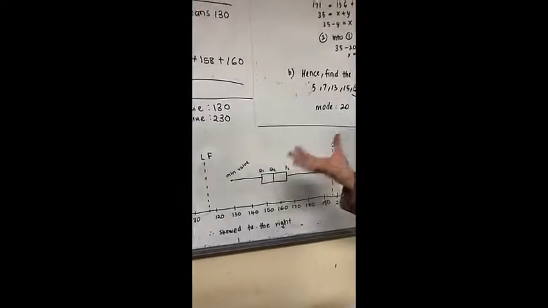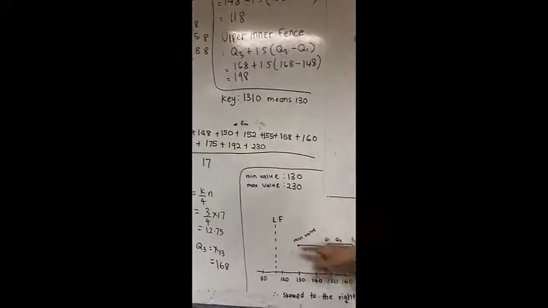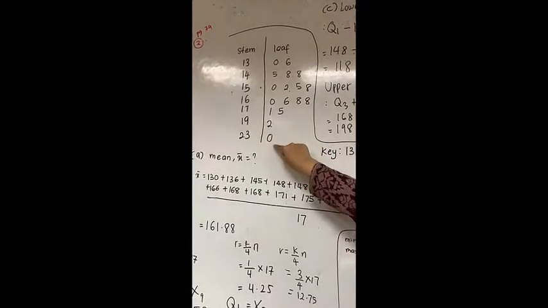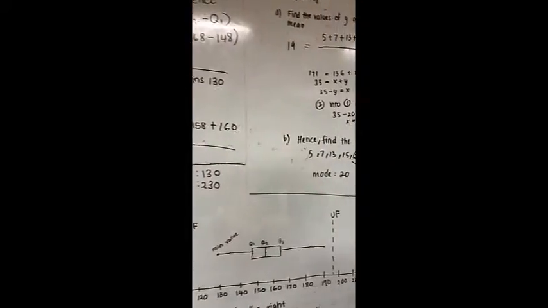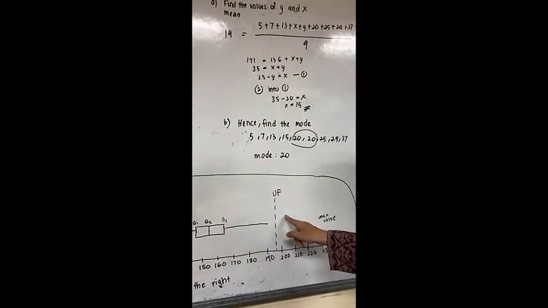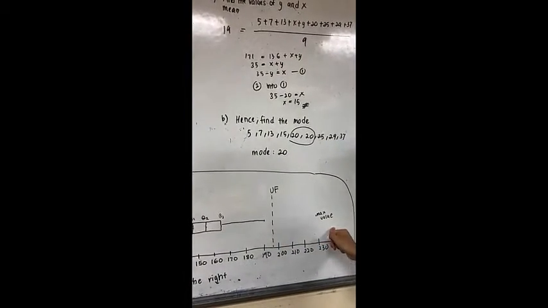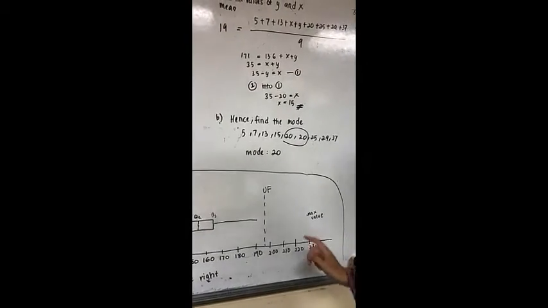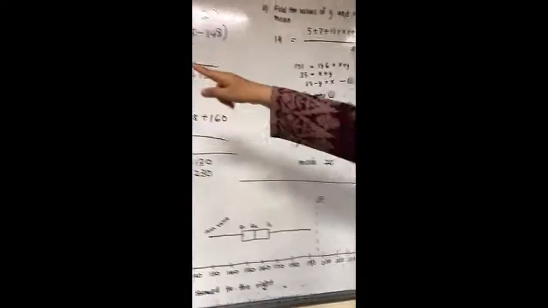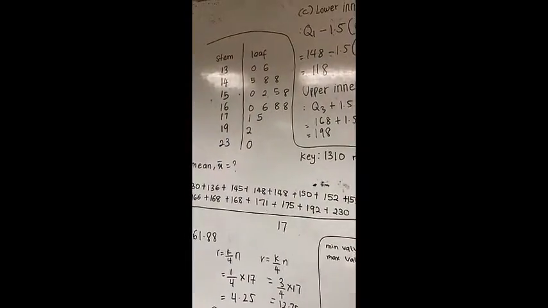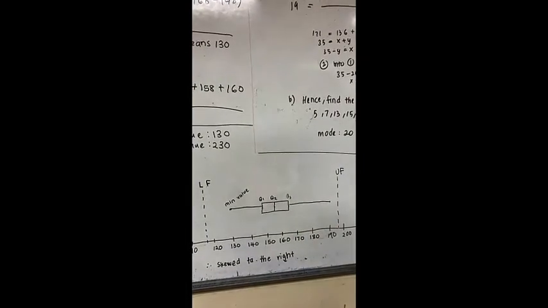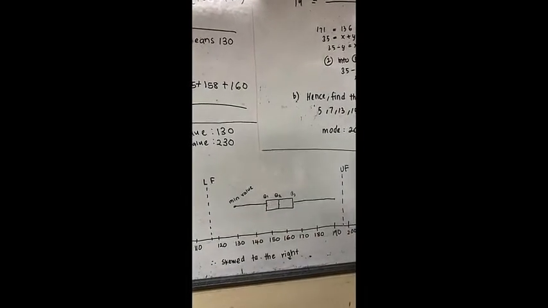Minimum value is the lowest value yang ada dekat stem and leaf macam ni. 130 is the lowest value, and then the maximum value is 230. And then lepas kita plot, kita tengok 230 ni dah melebihi upper fence, so dia dah jadi outlier. And then kita pun ambil second maximum value, iaitu 192 from stem and leaf. And then kita plotkan Q1, Q2, Q3, and then dapatlah box and whisker.